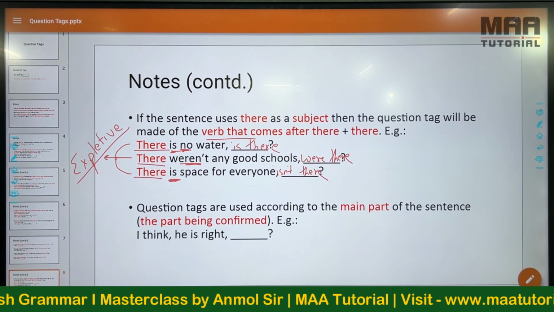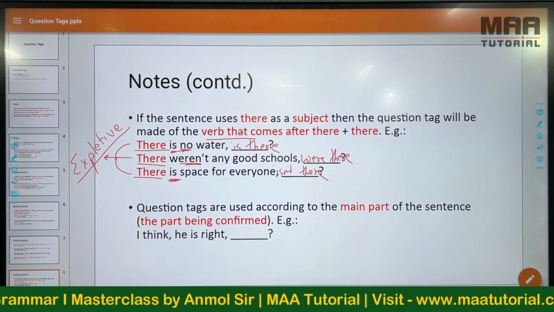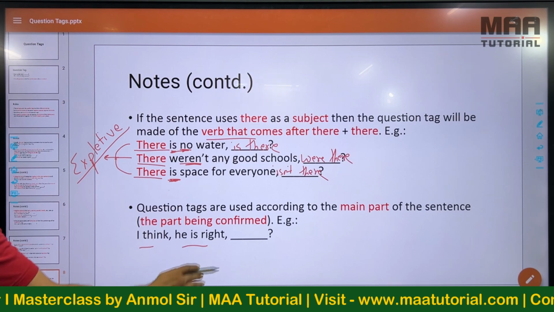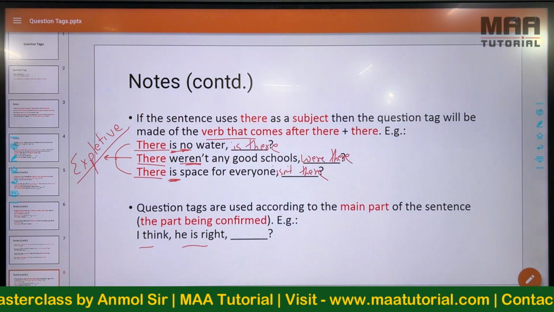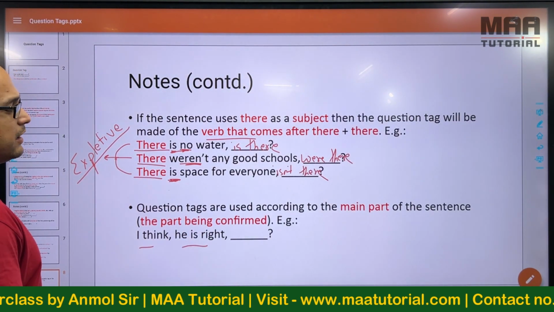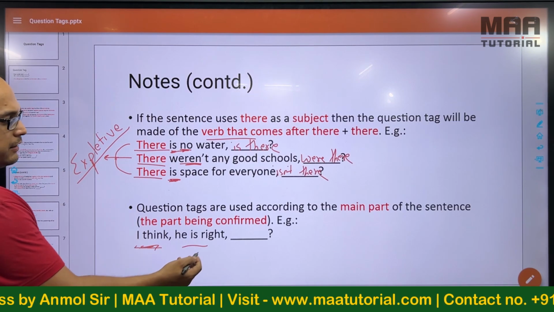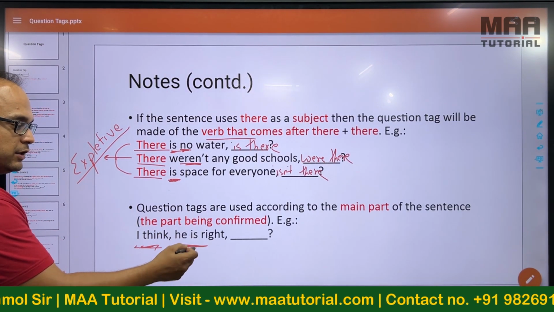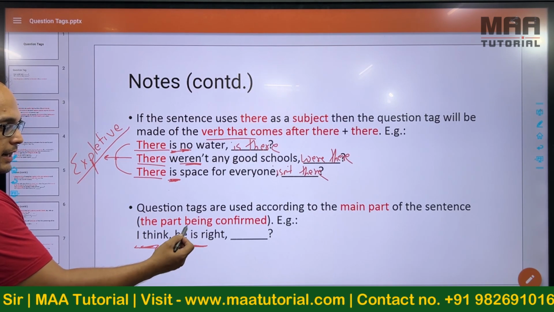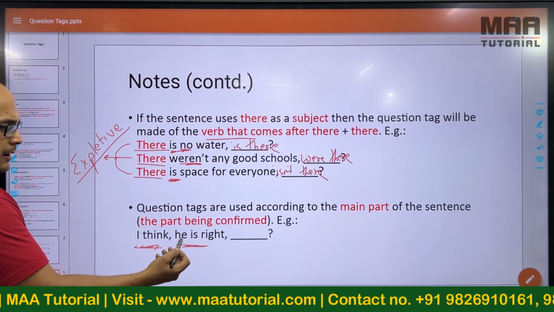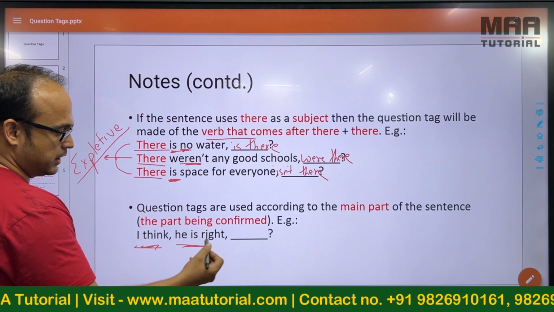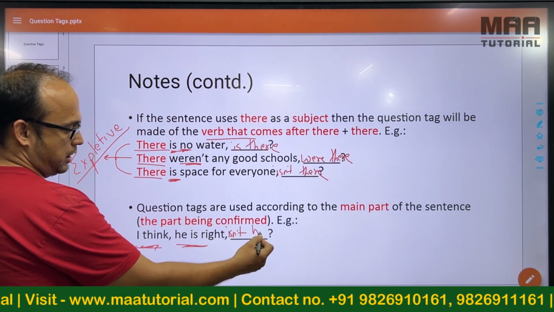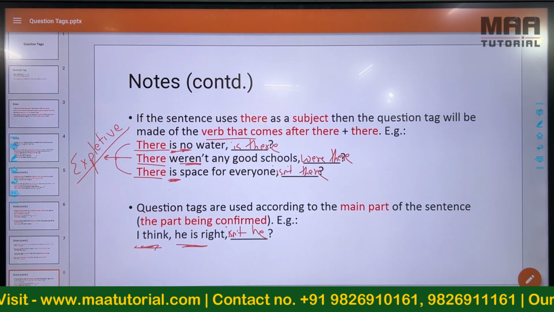Question tags are used according to the main part of the sentence, the part being confirmed. Now, if the sentence has two parts, the question tag will come according to the part that you are trying to confirm. I think he is right. What am I confirming? Am I confirming that I think, or am I confirming that he is right? I am confirming that he is right. So the question tag will be according to this. How? Negative of the same tense verb, the auxiliary verb. So here isn't, and the pronoun. I think he's right, isn't he?